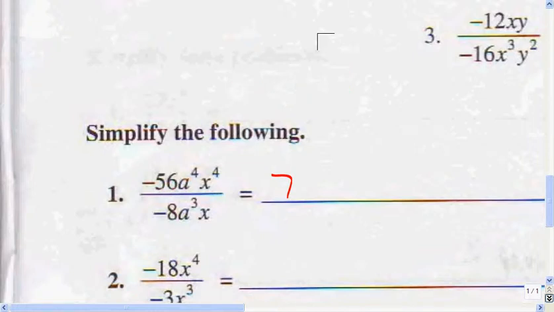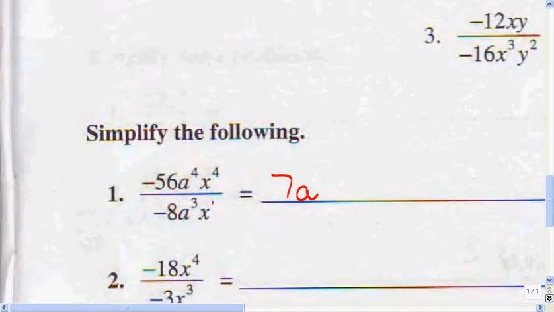Okay, so we figured out our sign, we figured out our number. Now let's figure out the exponents. Well, what's 4 minus 3? 4 minus 3 is 1, so that's a to the first. Remember, when the exponent is 1, you don't write it. You leave it blank. Everybody is supposed to know that when there's no exponent, the exponent's understood to be 1.